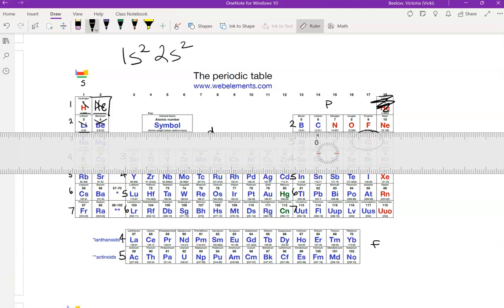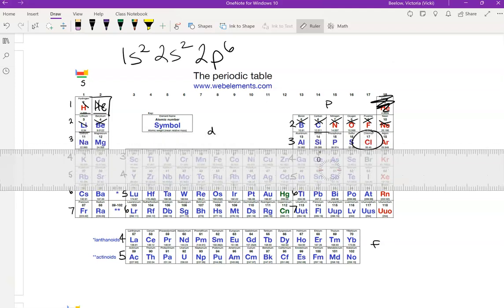And then we're going to go over here. 2p. Now I got to keep going until I get to chlorine. So I'm going to count the boxes. 1, 2, 3, 4, 5, 6. And that makes sense because in a p orbital, if you remember from the activity, the dumbbell shape, there were 3 of these. You could fit 2 electrons in each, so 6 electrons total. And then I'm going to go to the next line. So 3s. And then I'm going to count 1, 2. 3s2.